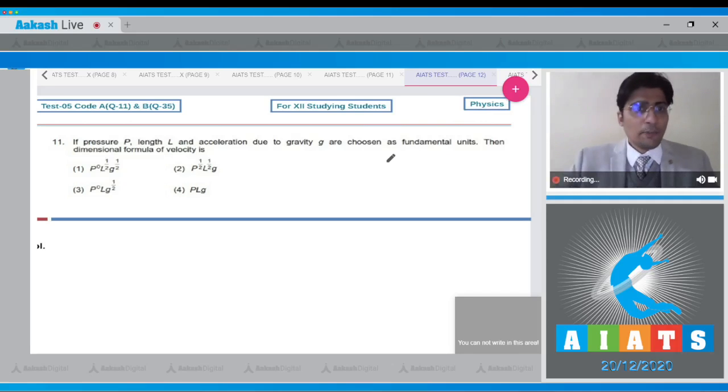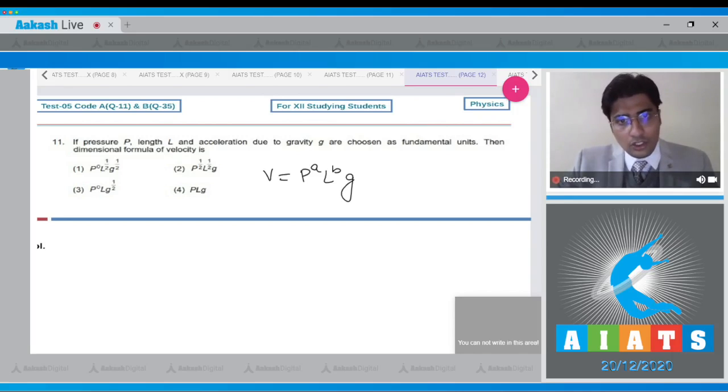Question 11 says if pressure P, length L and acceleration due to gravity are chosen as fundamental units, then the dimensional formula of velocity is. Now dear student, let us write down the dimensional formula of velocity will be P to the power A, L to the power B and G to the power C. Now let us write down the dimensions of left hand side and the right hand side.